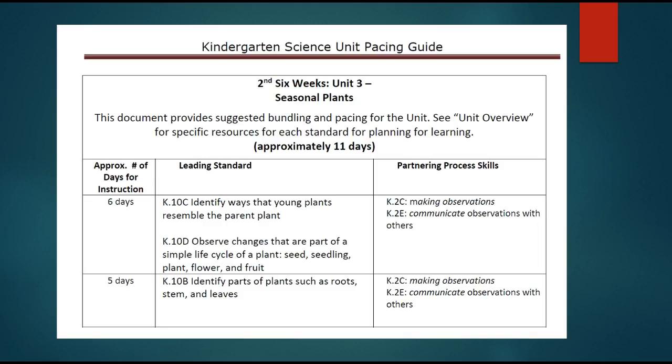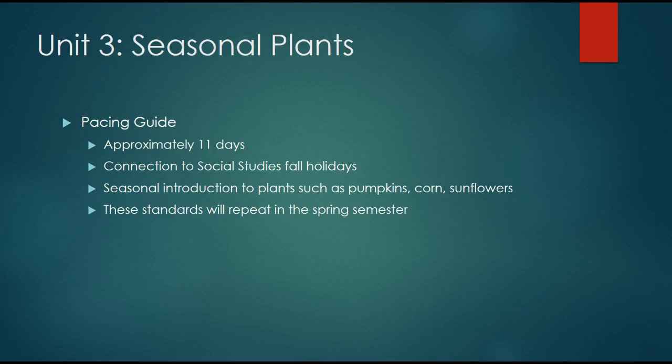Okay, let's move into Unit 3. Unit 3 is a little mini lesson. It's about 11 days long, and it's on seasonal plants. So this will be something that's introducing fall seasonal plants, and then we'll come back to these same standards in the spring. So we have 6 days where we look at young plants and parent plants, and then the simple life cycle. And then we have 5 days for identifying the parts of plants. So let's take a look at what this looks like a little bit more in depth.